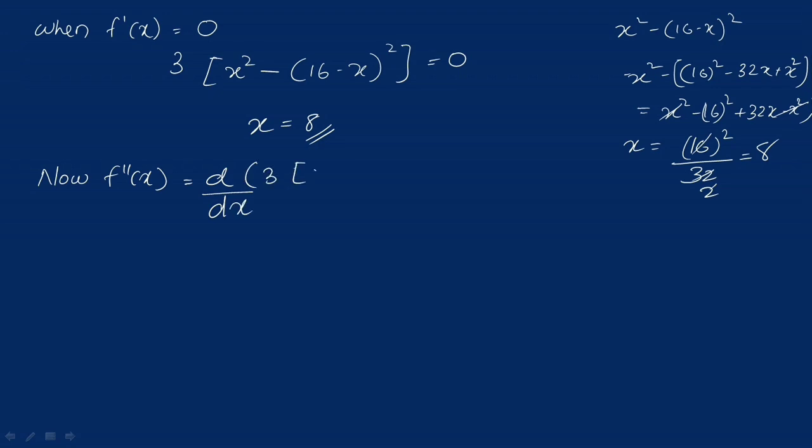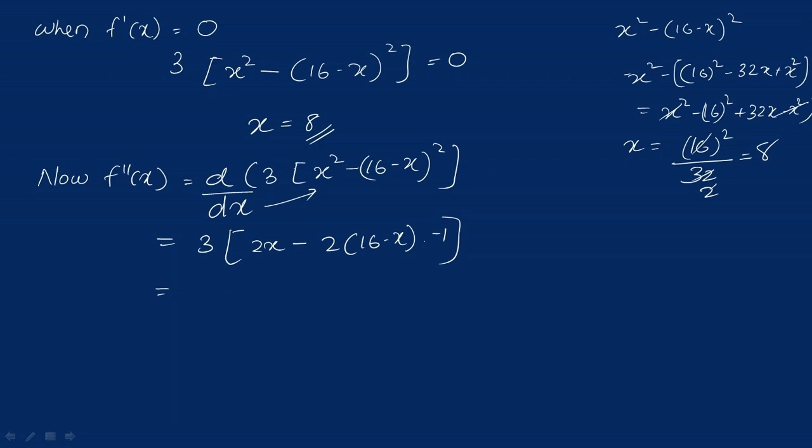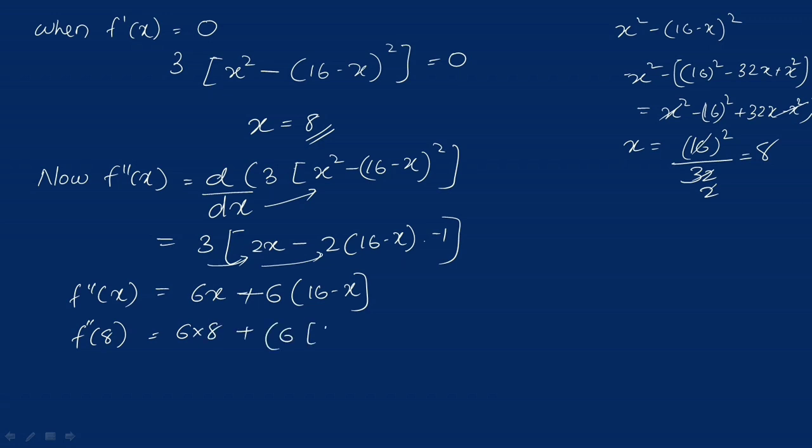Now what is f double dash of x? That is d by dx of 3 into x square minus 16 minus x whole square. So d by dx of 3 into x square minus 16 minus x whole square, that is 3 into d by dx of x square, that is 2x, minus d by dx of 16 minus x whole square, that is 2 into 16 minus x into d by dx of 16 minus x, that is minus 1. So we can write f double dash of x, 3 is taken inside the bracket. So 6x plus, minus 2 into minus 1, so plus 6 into 16 minus x.